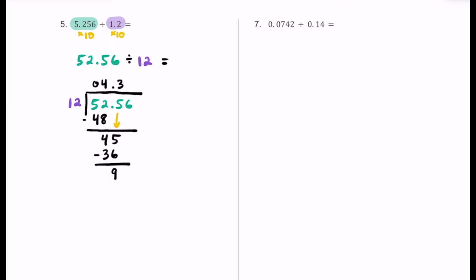All right, next we're going to go ahead and take this 6 here that hasn't been used and bring it down. We now have 96 down here. We're going to repeat the process again. So how many times does 12 fit into 96?